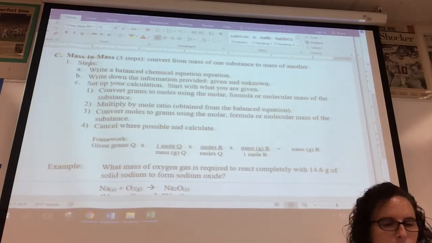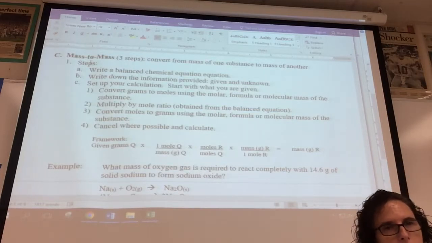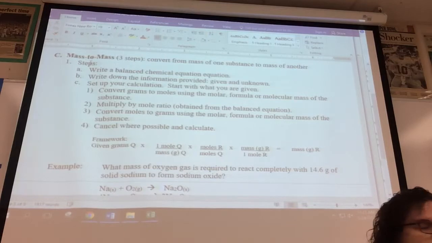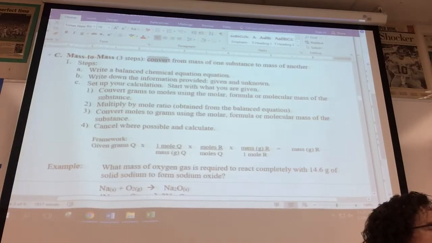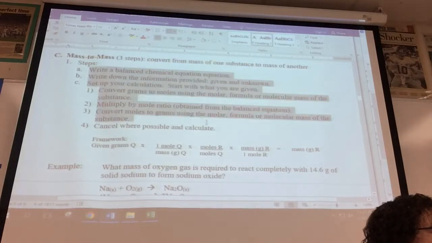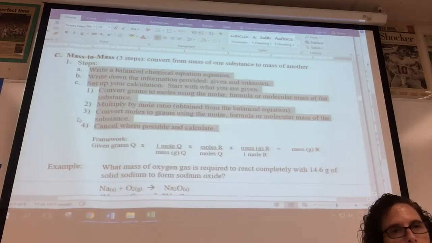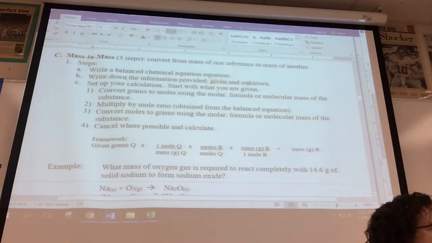In a mass conversion, it's going to be similar to the mass to mole conversions that we talked about, with one additional step. So in a mass conversion, you'll be converting from mass of one substance to the mass of another substance. The steps to carry out this type of conversion are listed here. Again, just like in the do now, you always write a balanced chemical equation to begin. Figure out what you're given and what you want to know, and then set up your framework. Let your units drive your problem.